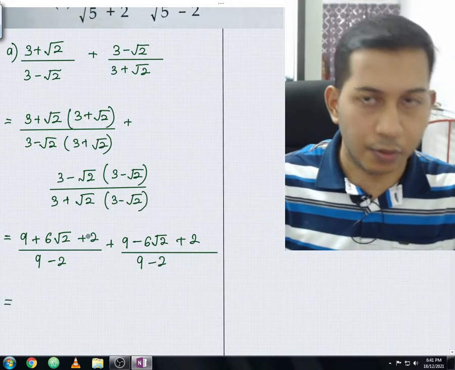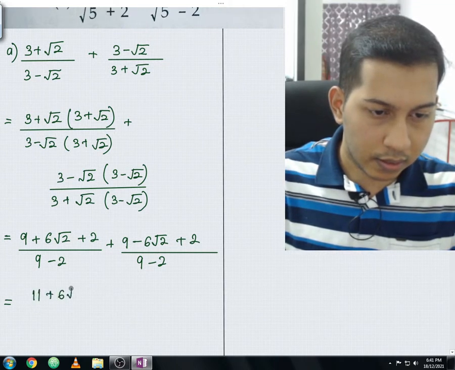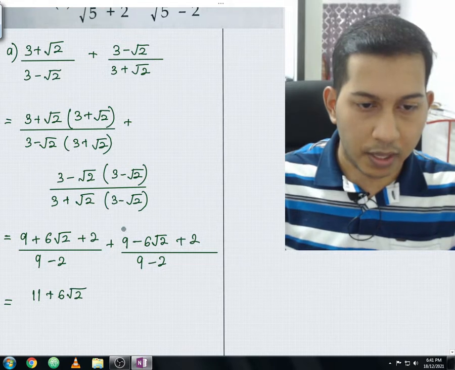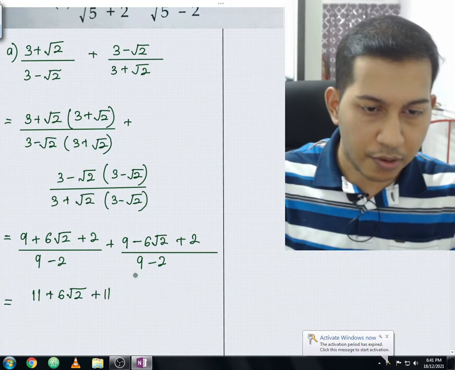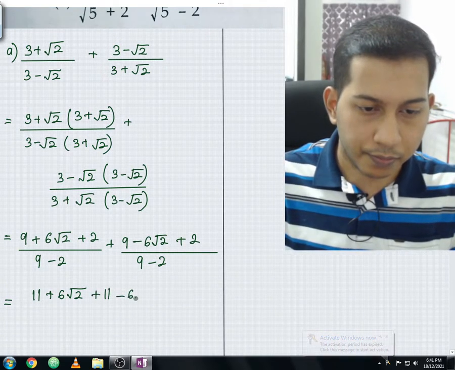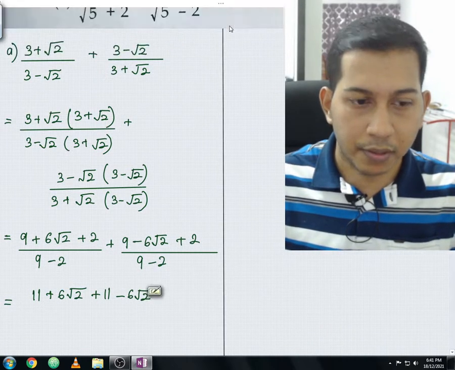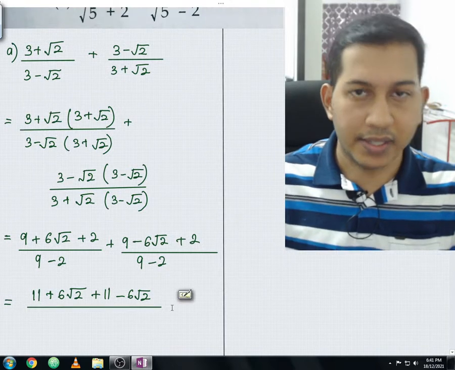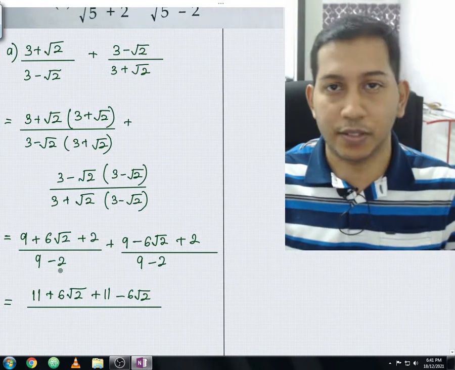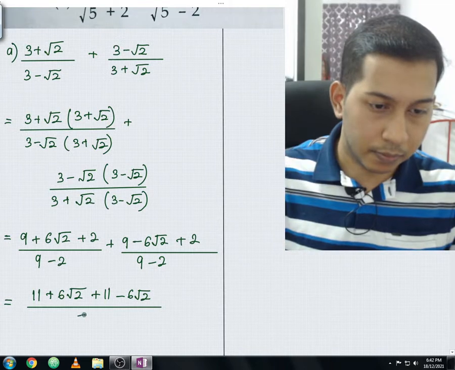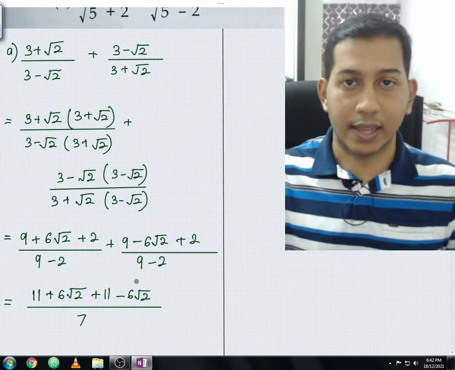From here 9 plus 2 you get 11. So from here 11 plus 6 surd 2. And over here 9 plus 2 you also get 11, and then you have here negative 6 surd 2. You can combine them and divide with the denominator. Since the denominator for the first fraction and the second fraction is the same, you can combine them. From here 9 minus 2 you get 7. This 6 surd 2 and negative 6 surd 2 you can cancel them out.